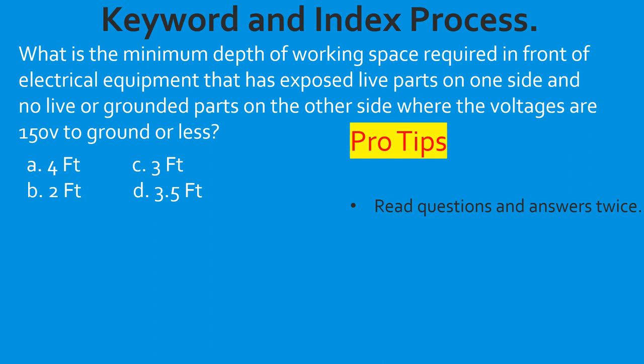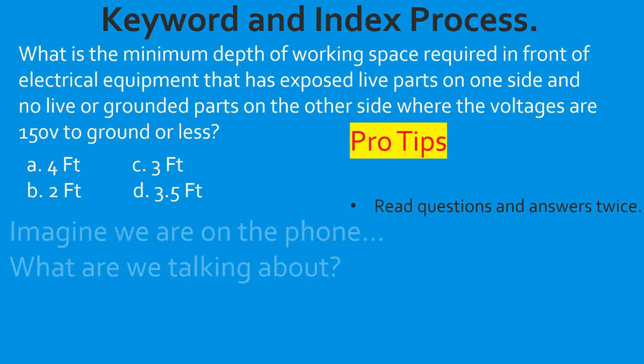So step one to the keyword and index process is, let's imagine that me and you are on the phone and you were calling me and asking me this code question. What are we talking about? What are you doing? What are you wiring? What is the scenario? And in this case, you're working in front of a piece of equipment, you're calling me, and you're asking me about the depth of working space. That's how I'm going to decide where to go look in the index. Now, the index is in the back of the code book. We're getting ready to go there here in just a moment and start answering this question.